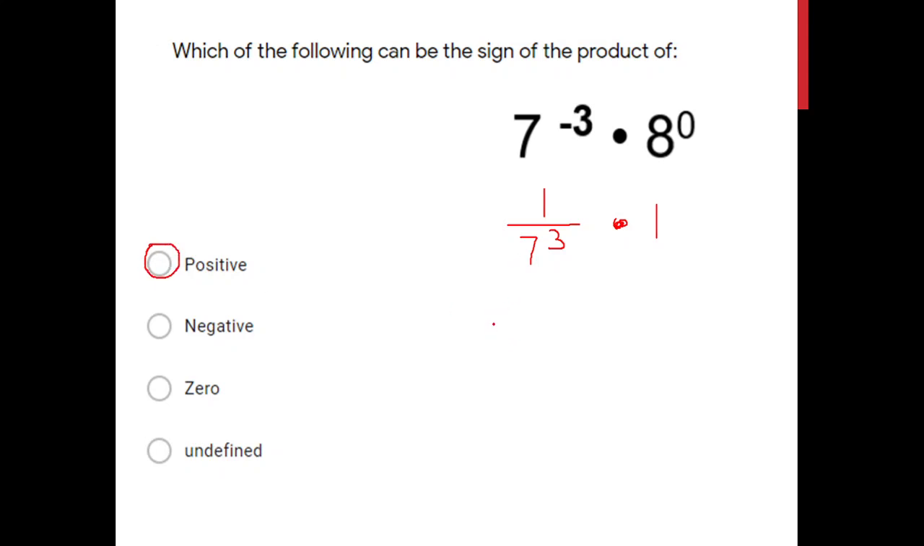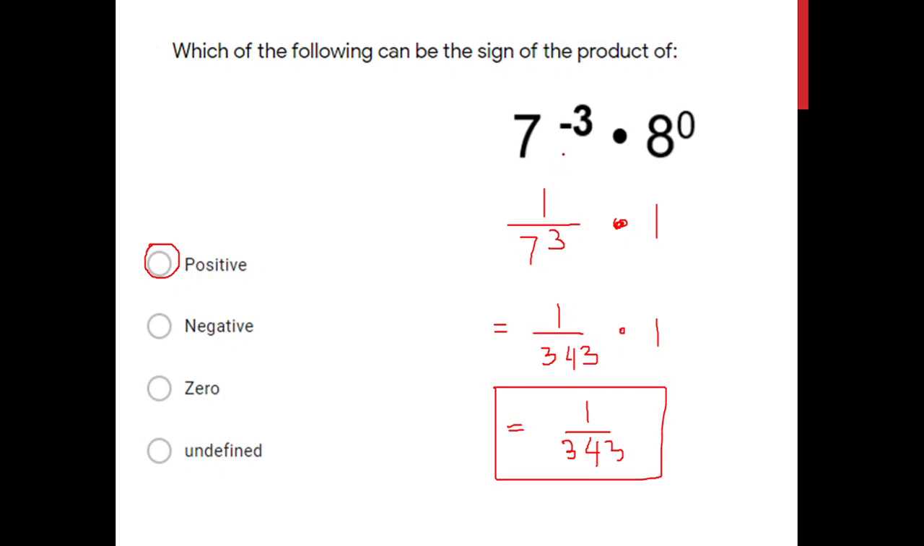We can then proceed in simplifying this one further. So 1 over 7 raised to the power 3, that would be equal to 1 over 7 times 7, 49, times 7, that would be 343, times 1. So that would be equal to 1 over 343. And as you can see, this is a positive number there.